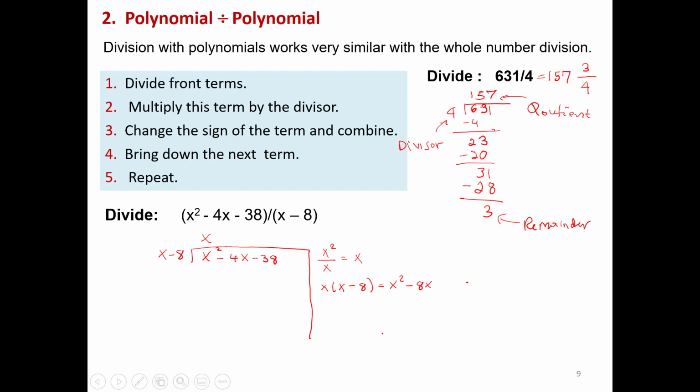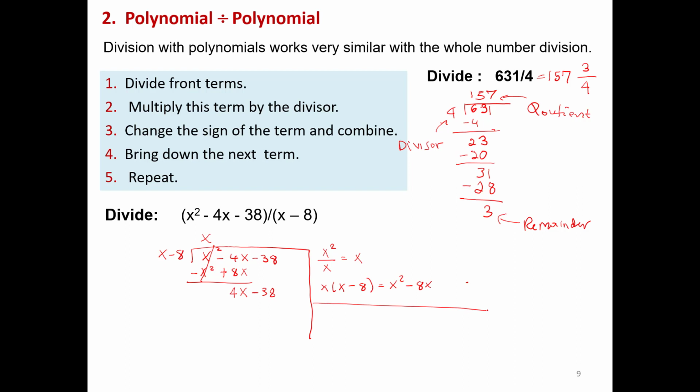And now we need to change the sign. We had x squared, change the sign. We had negative 8x, change the sign. Combine. This term cancels out because we have opposites. Then negative 4x plus 8x equals 4x, positive 4x. Bring the negative 38 down, and we need to start the procedure again.